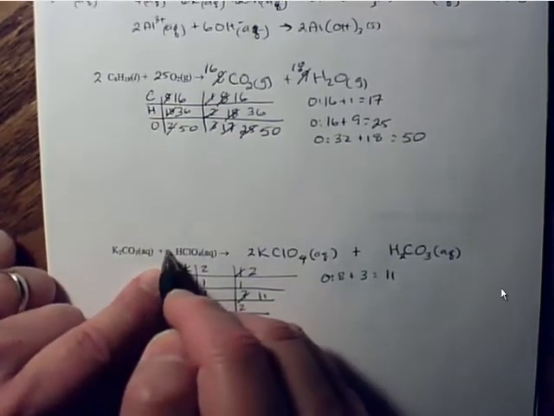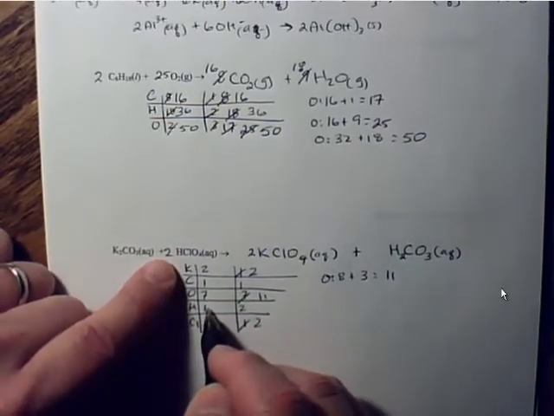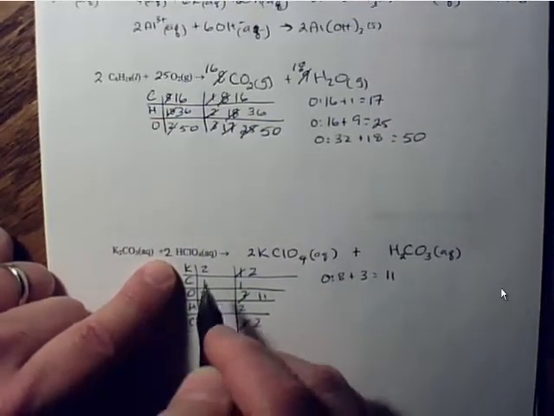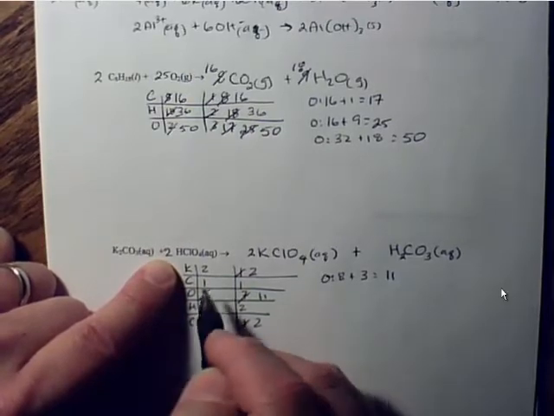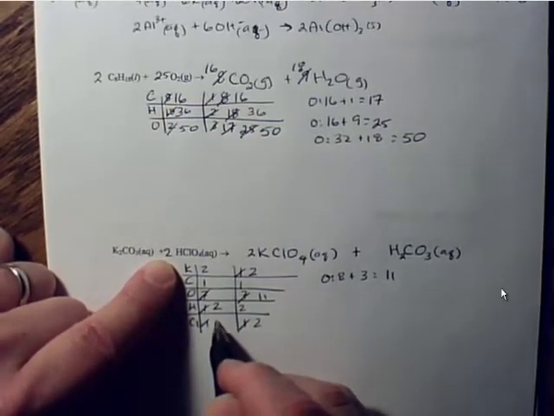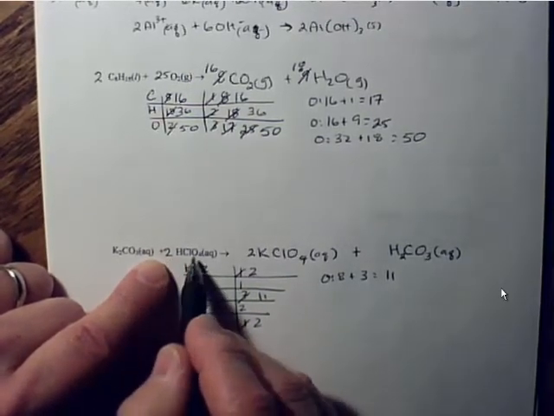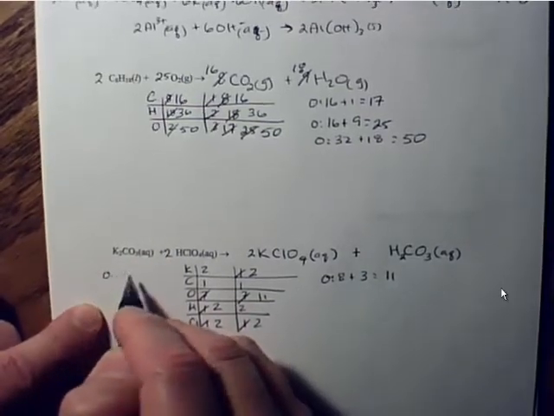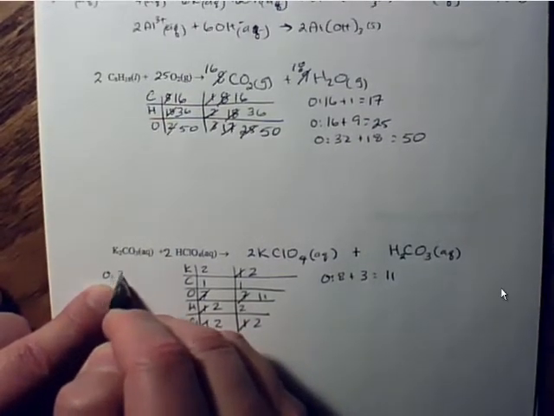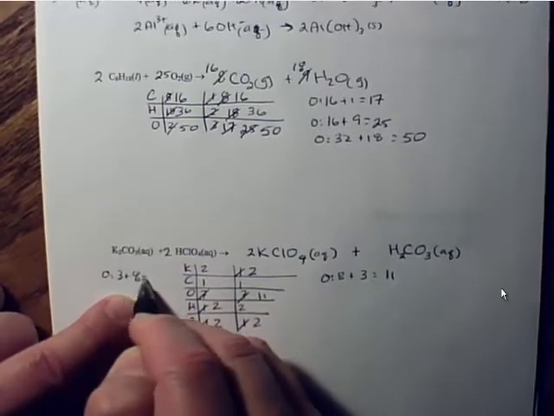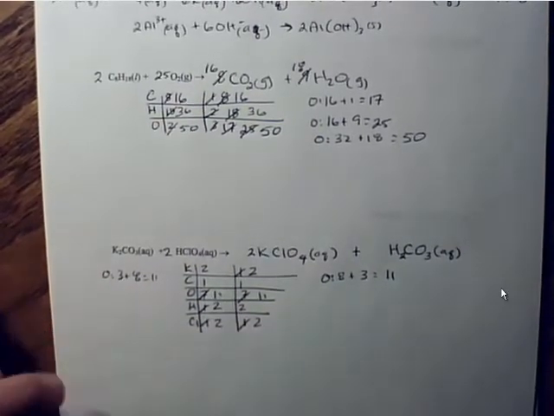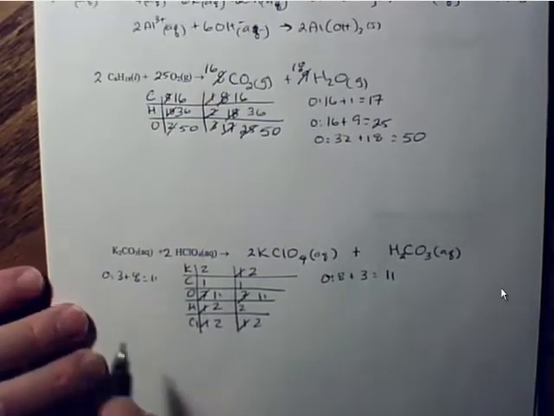I've got 2 on the right. To get 2 on the left, I put a 2 here. So that changes the number of hydrogens and chlorines and oxygens. I've got 2 hydrogens, 2 chlorines, 2 times 4 oxygens. Well, let's start with this one. This is 3 oxygens plus 2 times 4 is 8. That's 11 oxygens, and the equation's balanced.